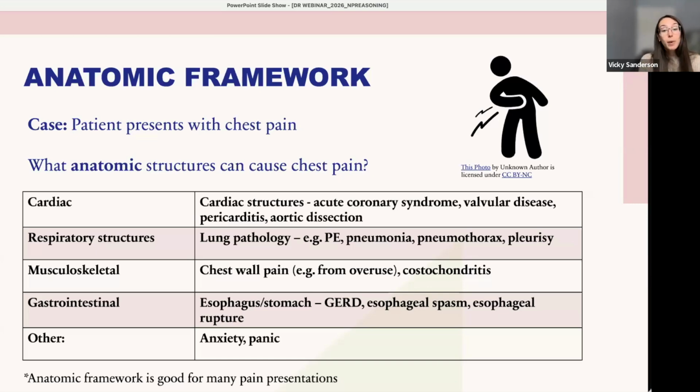Respiratory structures we can think about are lung pathology, right? A pulmonary embolism within the vasculature, pneumonia in the lung bases, a pneumothorax, and so forth. The list goes on.